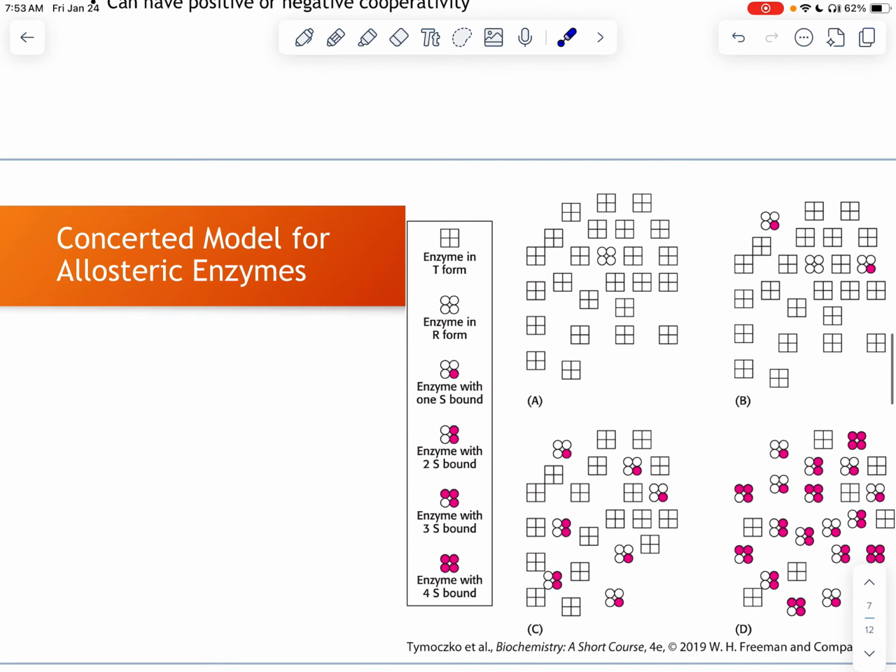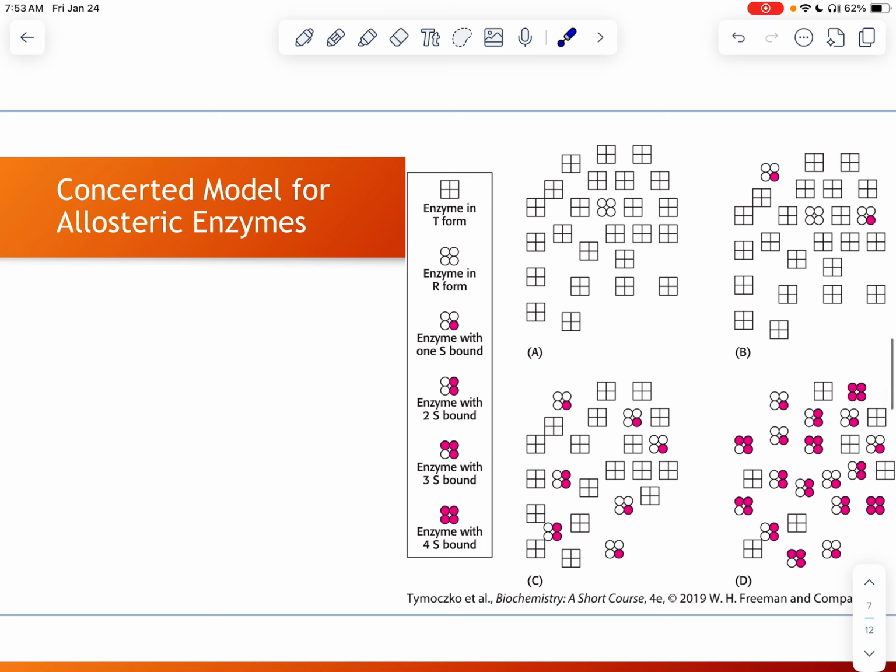Okay, let's look at one model for how allosteric enzymes might work. This is called the concerted model. It's one of the simplest models for allosteric enzymes. And let's come over here and look. This is like our key for what all our shapes mean. So we have essentially two different structural forms. This is an enzyme that has 4 subunits, so it has quaternary structure. It doesn't have to have 4 subunits, that's just what we've picked for this one.